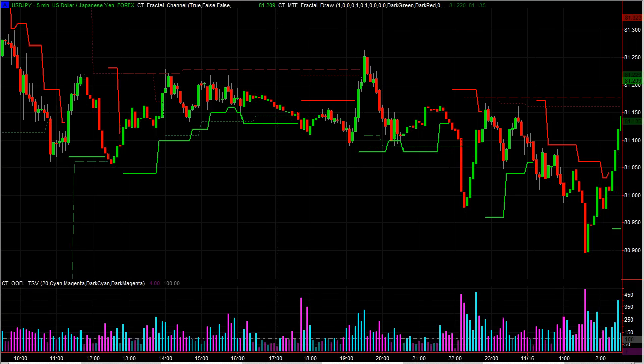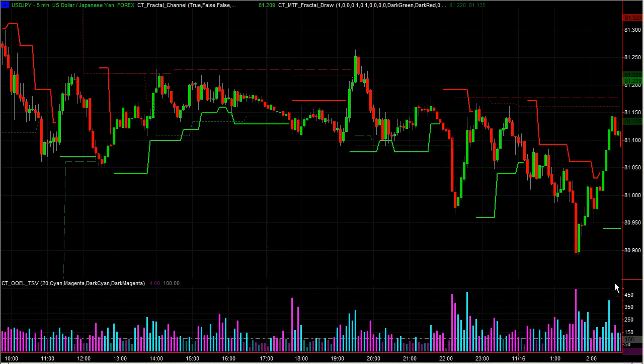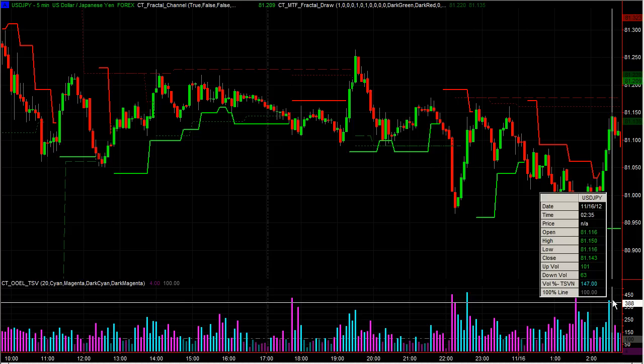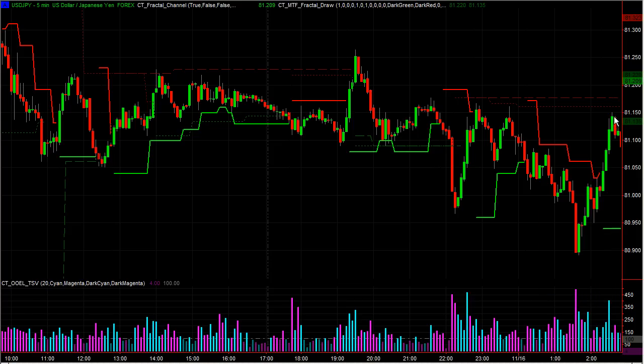Okay, let's look at another one here. Had some good move up to the upside. See that volume bar? And then there was no volume on this one. This one didn't have any volume to follow through, and we got close to the resistance. No surprise that it stopped.